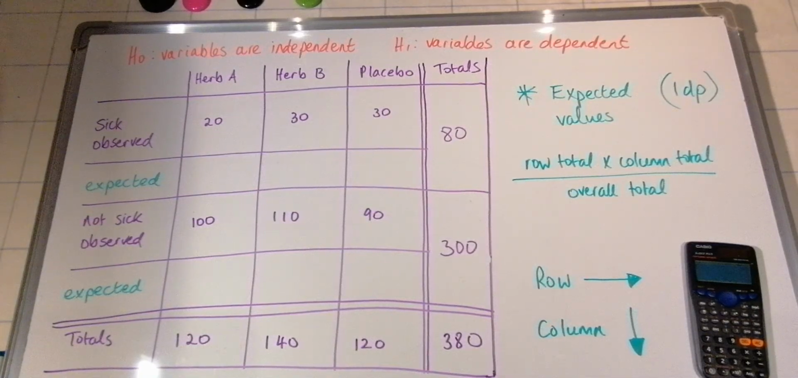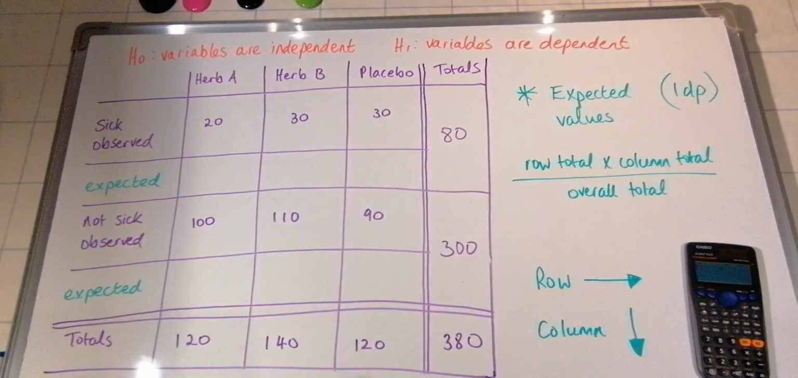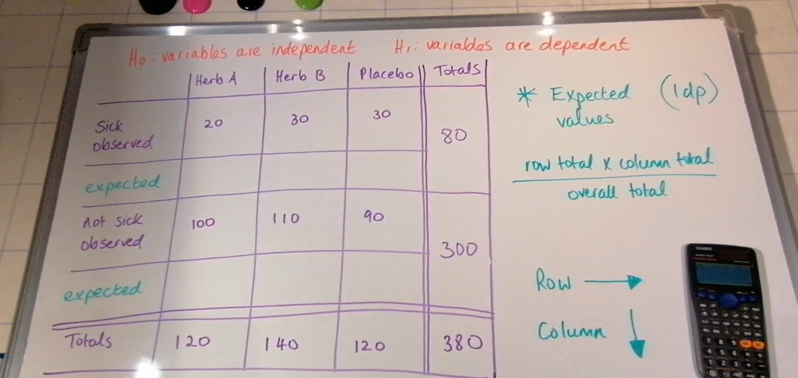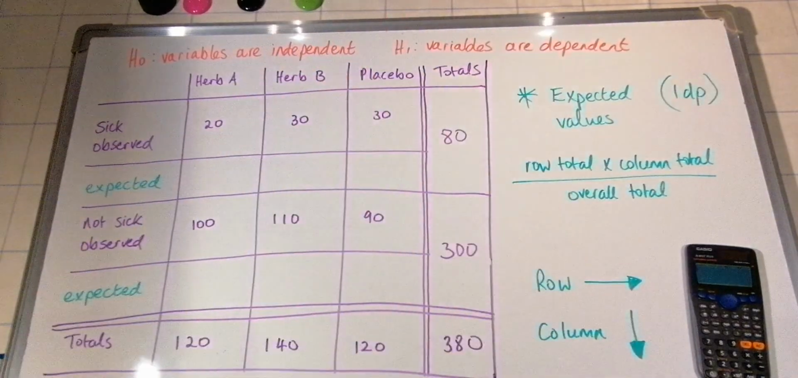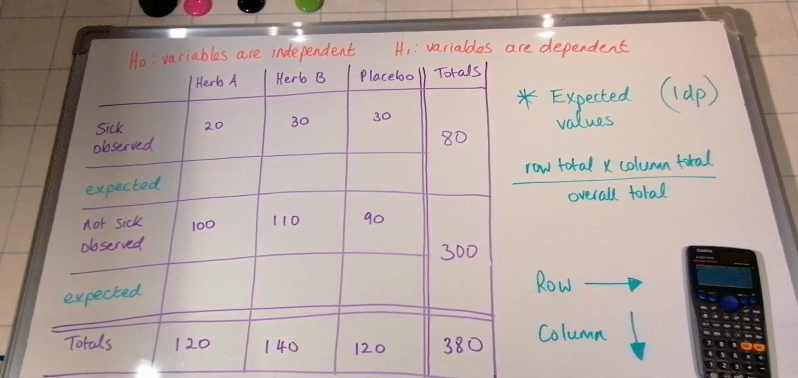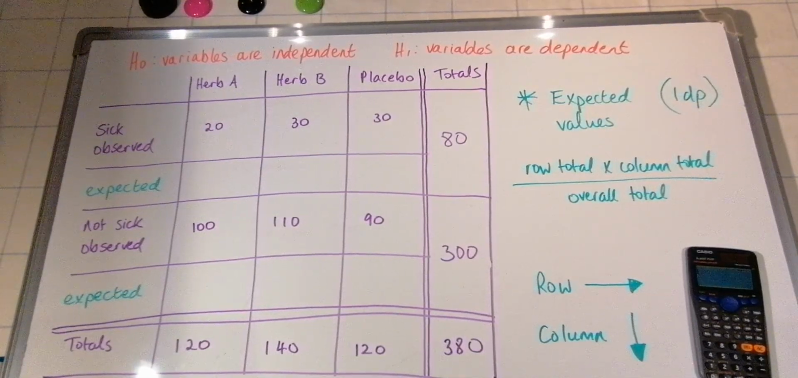First thing we want to do is set up our hypotheses. First of all, we're going to say our H0, our null hypothesis, is just that the variables are independent. So we're saying there's no link at the minute between taking herbal remedies and warding off the cold. And then your alternative hypothesis, your H1, is that the variables are dependent on each other. So that means that there is a link between taking your herbal remedies and warding off the cold, that they do work.